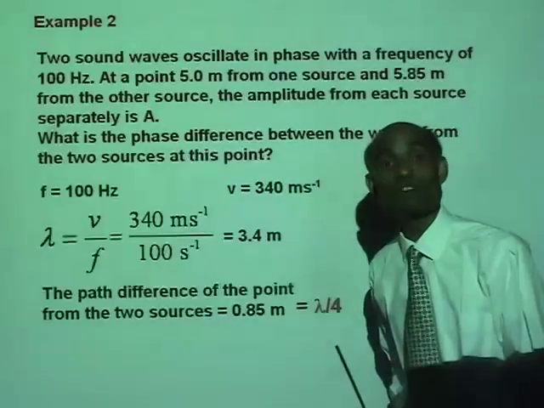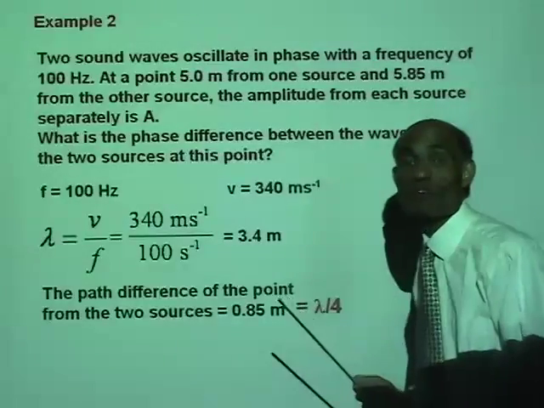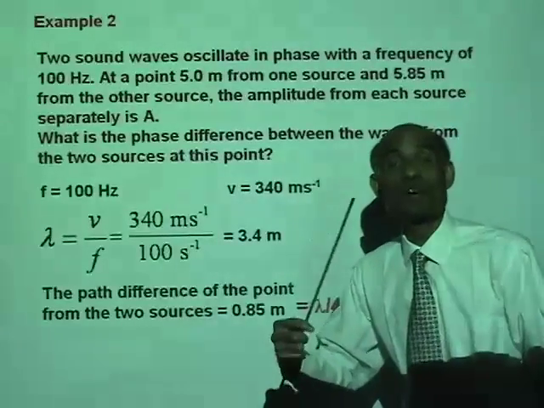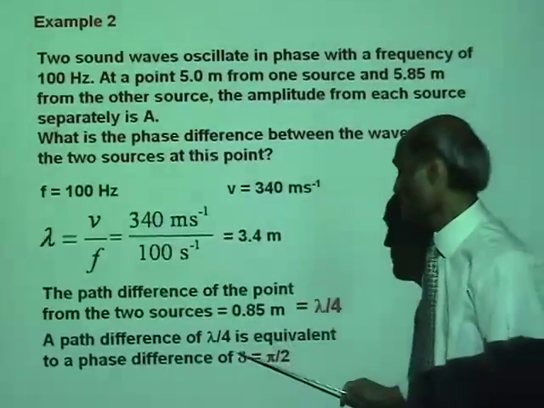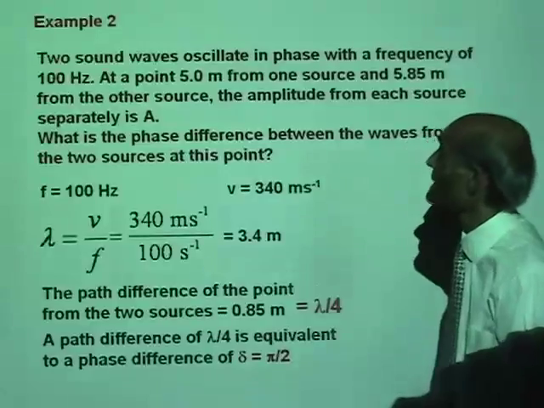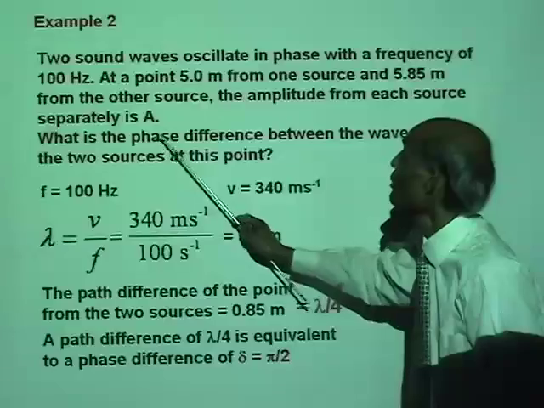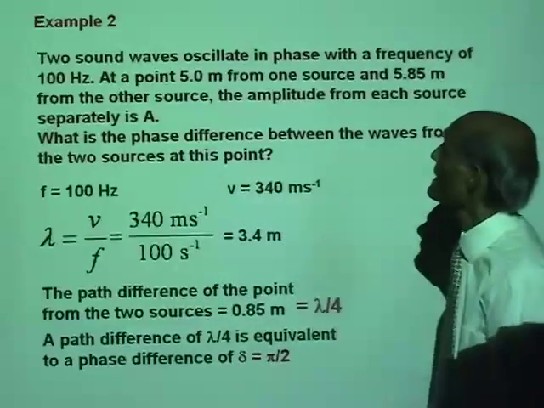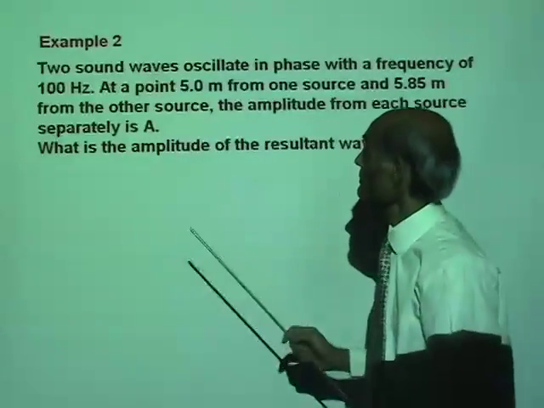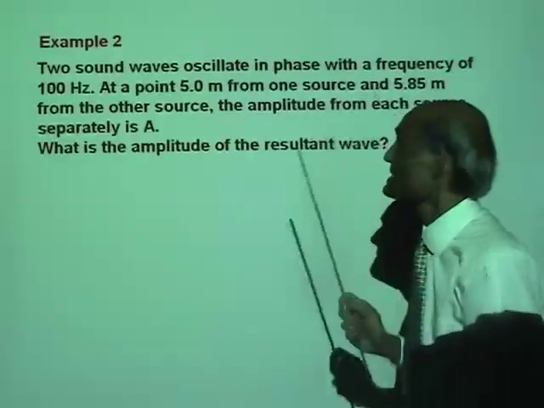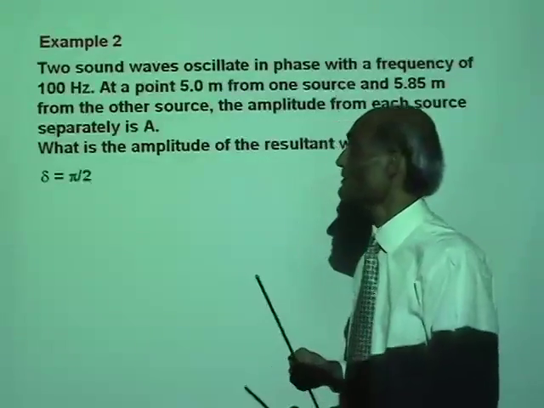What is the corresponding phase difference? A path difference of a quarter lambda corresponds to a phase difference of pi by 2. Yes? So the phase difference therefore is pi by 2. So you must be able to do these kind of problems. If you know the path difference, you must be able to find the phase difference. What is the amplitude of the resultant wave? The same problem. What is the amplitude of the resultant wave?